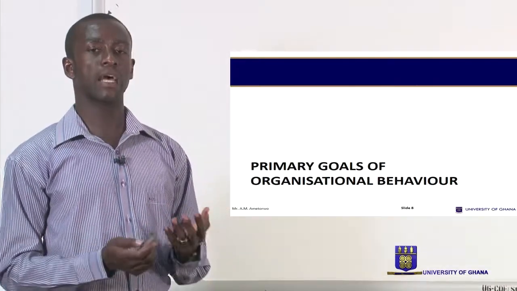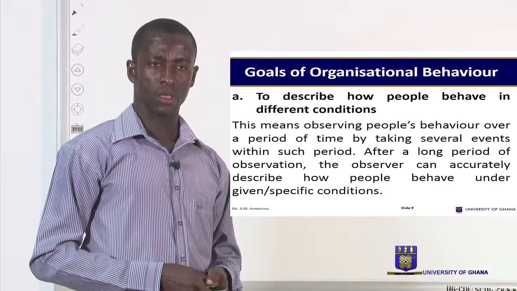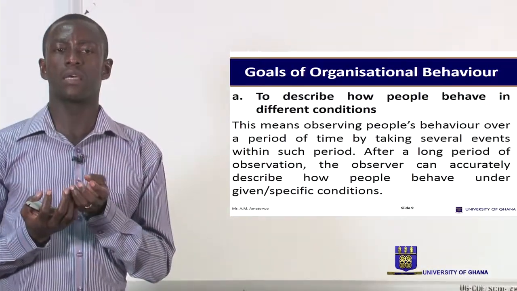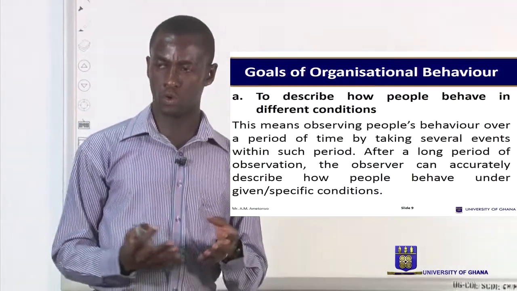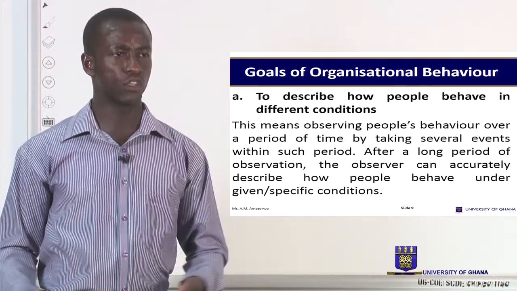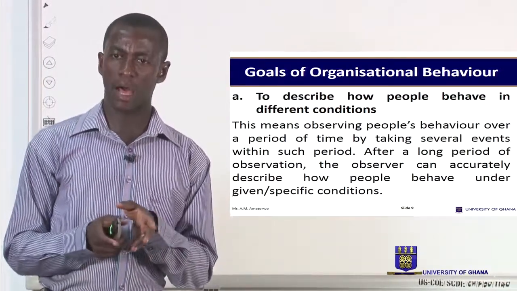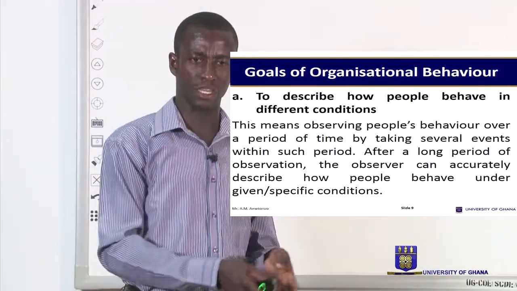And so what are the primary goals of organizational behavior? One, it is to help us describe how people behave in different conditions. Of course, people are different. No two individuals are the same. And that is why it is important to study human behavior as it occurs in the organizational setting.